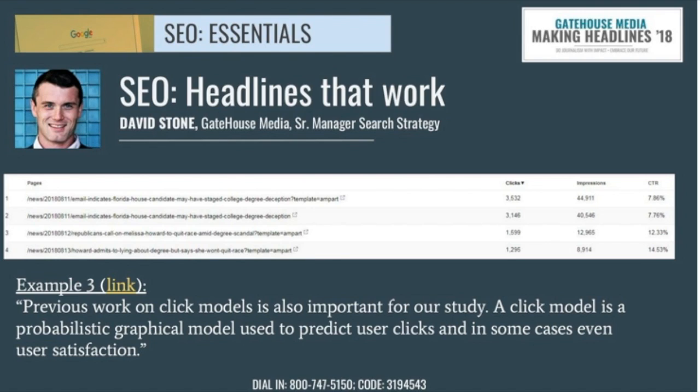A click model is a probabilistic graphical model. There's some words for you to chew on when you go home. It's used to predict users' clicks and in some cases even user satisfaction. It is believed that click-through rate is a ranking factor. It's something that they observe, they talk about.